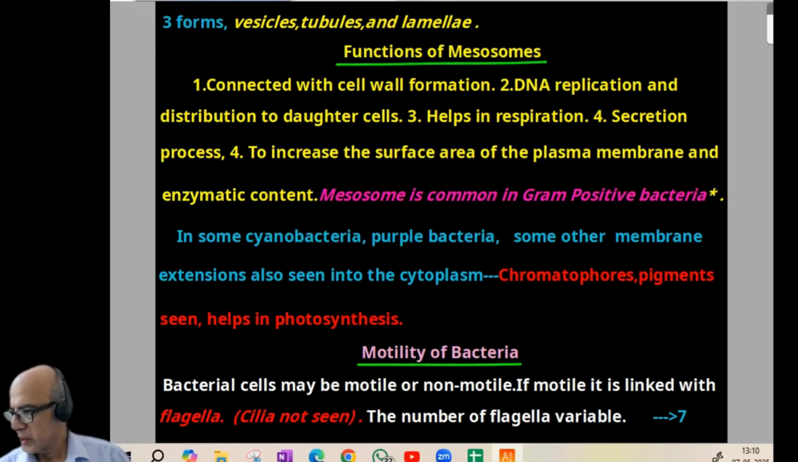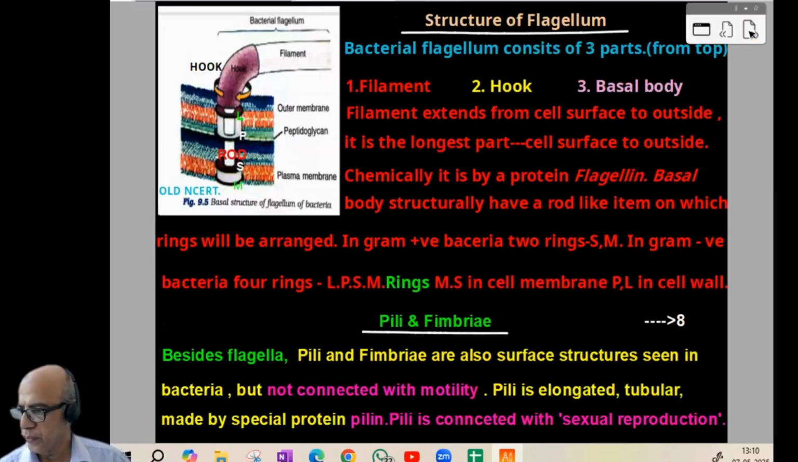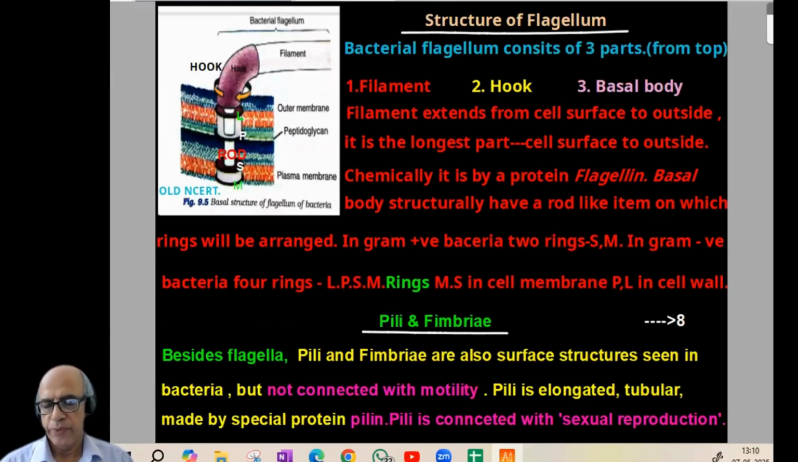Now comes the structure of the flagellum. See, the bacterial flagellum consists of three parts. From the top, the diagram given is also an old NCERT diagram, but it is clear. From the top, meaning from outside, it is the filament. Then this is the hook area. Then the bottom part is the basal body. Since the diagram is there in the old NCERT, it will be clear for you. So filament, hook, and basal body.